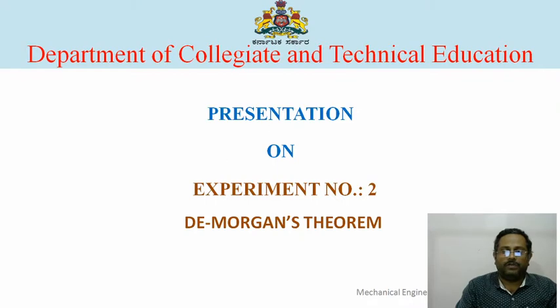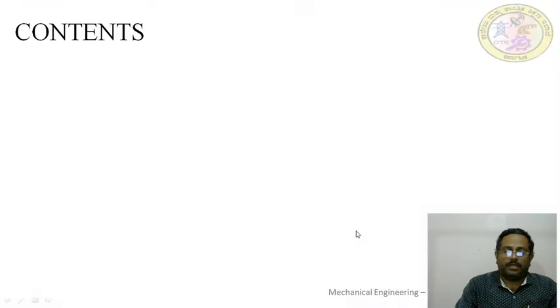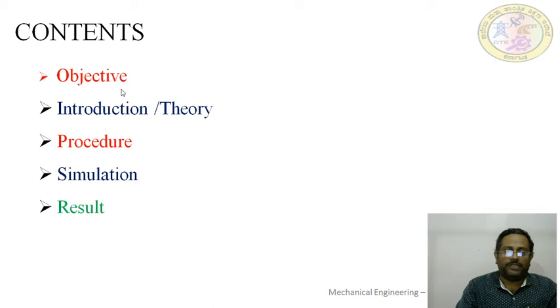Today we will perform experiment number 2 in part A, that is design and simulation of logic circuits to prove De Morgan's theorem. This will go like this. First we will see the objective of this experiment, then we will see the introduction about De Morgan's theorem.